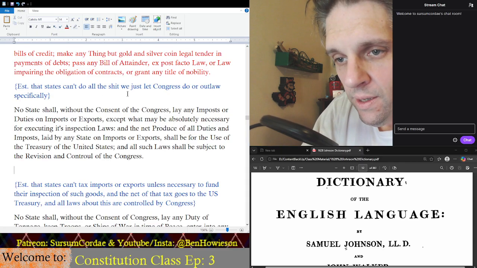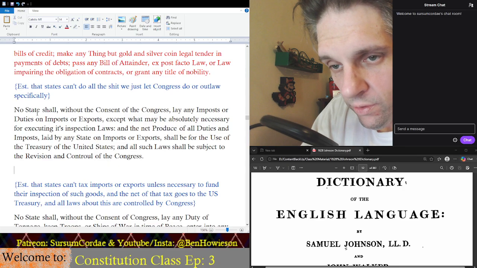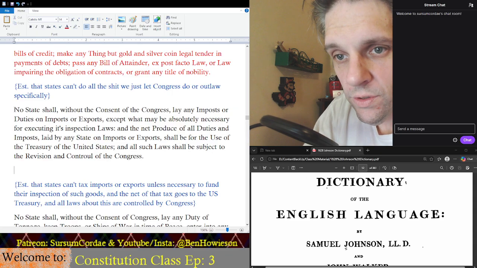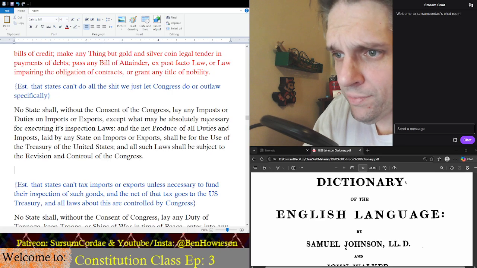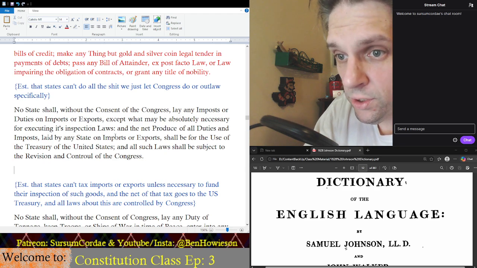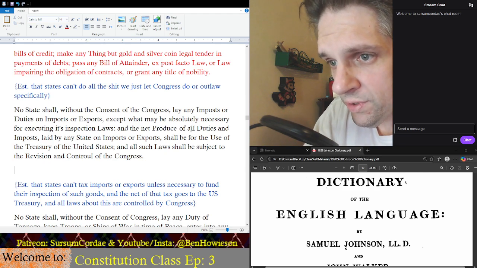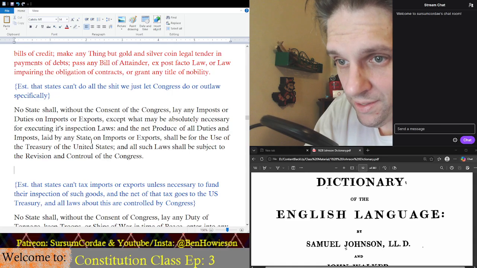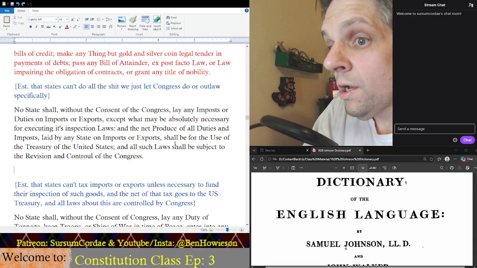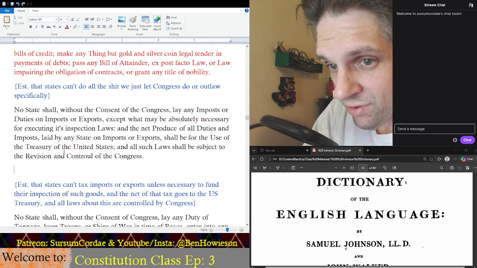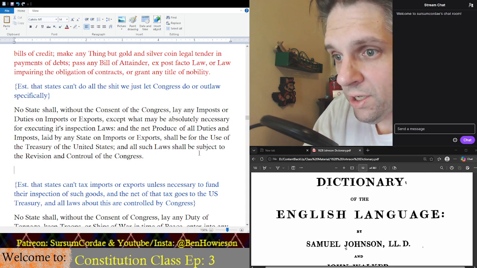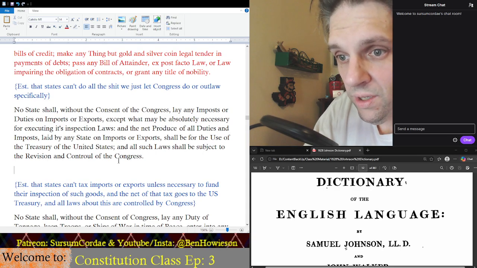Again, everything's worded so negatively here. The only thing we're really changing for a lot of this, at least at first, is to make it a positive sound instead. So no state shall, without the consent of Congress, lay any imposts or duties on imports or exports except what may be absolutely necessary for executing its inspection laws, and the net produce of all duties and imposts laid by any state on imports or exports shall be for the use of the Treasury of the United States, and all such laws shall be subject to the revision and control of the Congress.